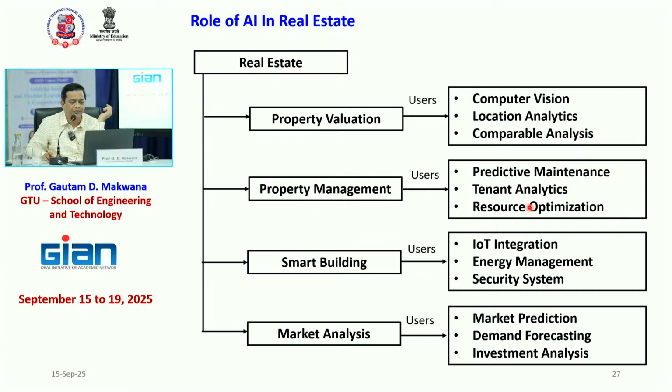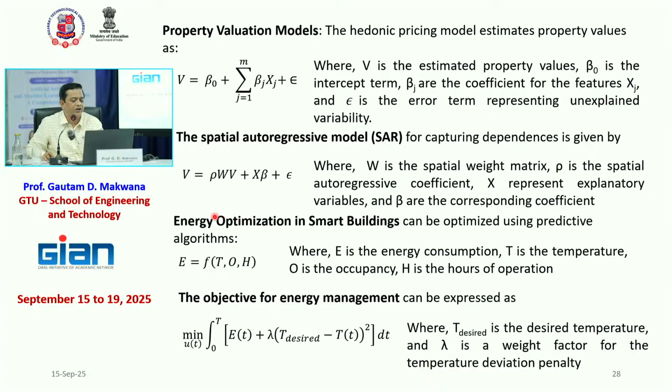Property management contains predictive maintenance, tenant analytics, and resource optimization. Smart buildings involve IoT integration, energy management, and security systems. Market analysis includes market prediction, demand forecasting, and investment analysis. So these are the main areas where we can use AI in real estate. This is just an idea about how AI can be used in real estate. There are different kinds of formulas and algorithms. Yes, madam.